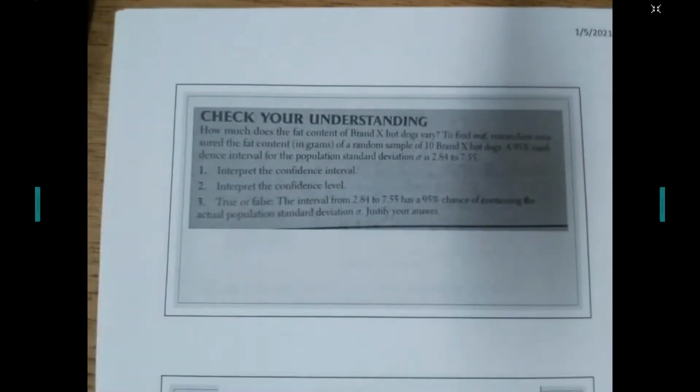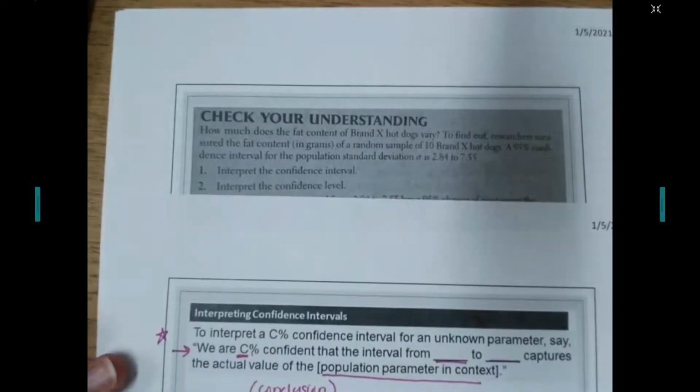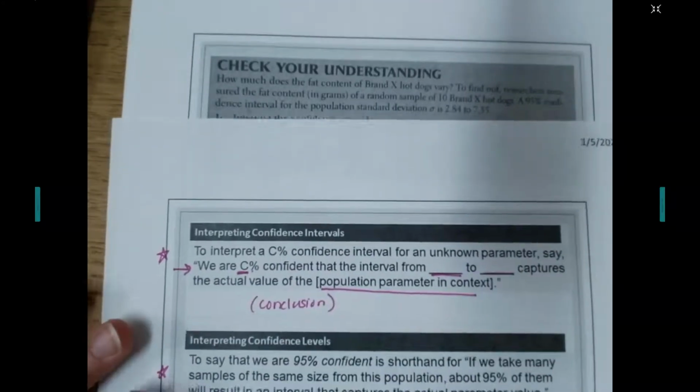All right, let's see if we can try a couple and understand what's going on here. All right, so how much does the fat content of brand X hot dogs vary? To find out, researchers measure the fat content in grams of a random sample of 10 brand X hot dogs. A 95% confidence interval for the population standard deviation is from 2.84 to 7.55. Interpret the confidence interval. Okay, so let's go back to our statement. Pull that statement back up right here. And I want to interpret the confidence interval.